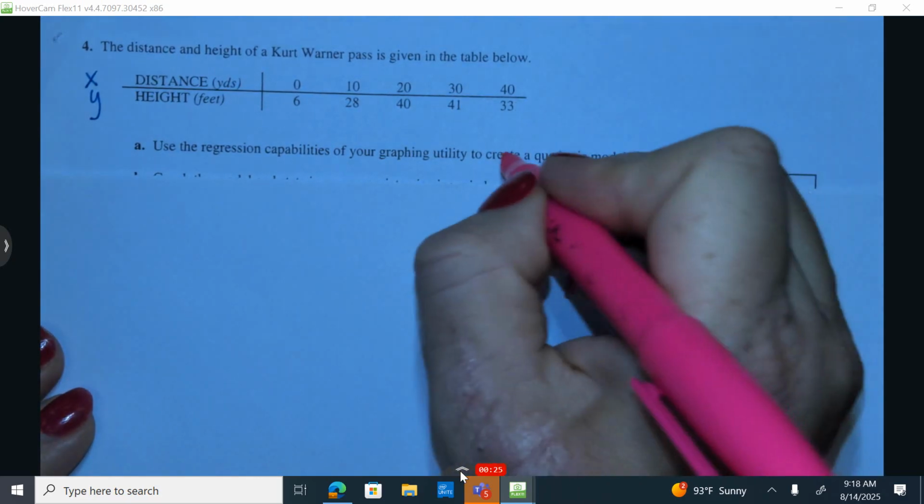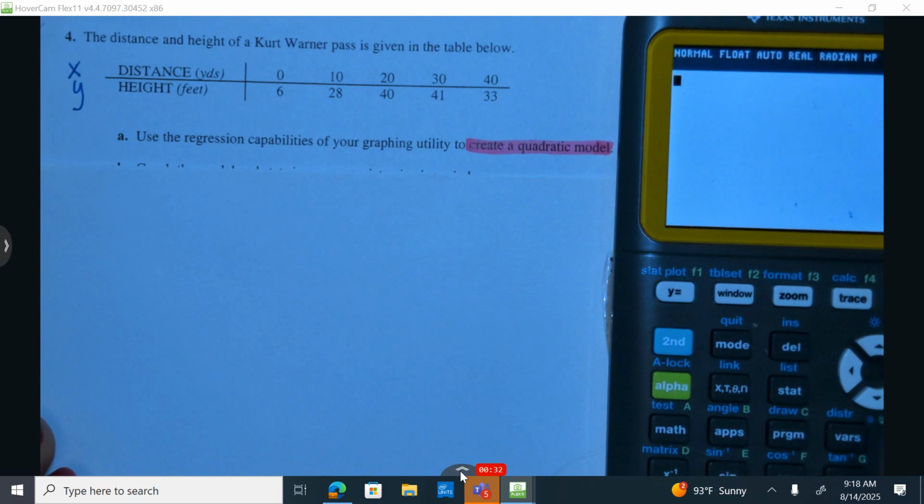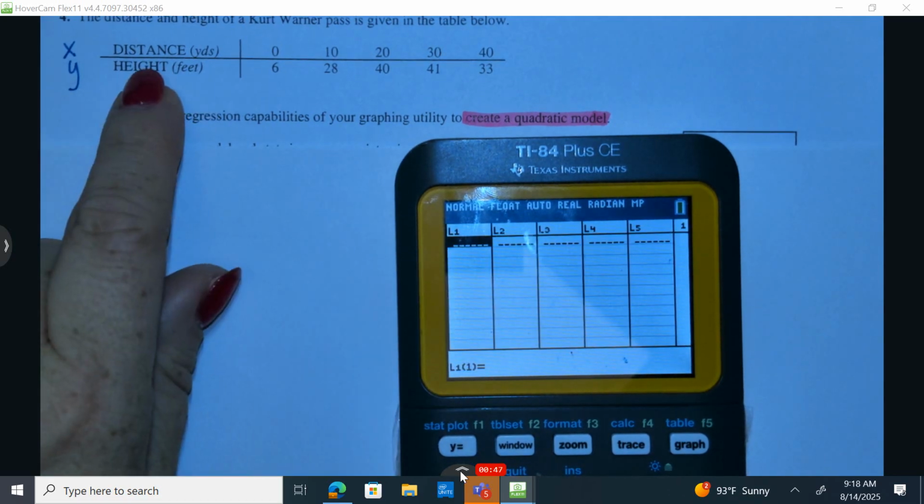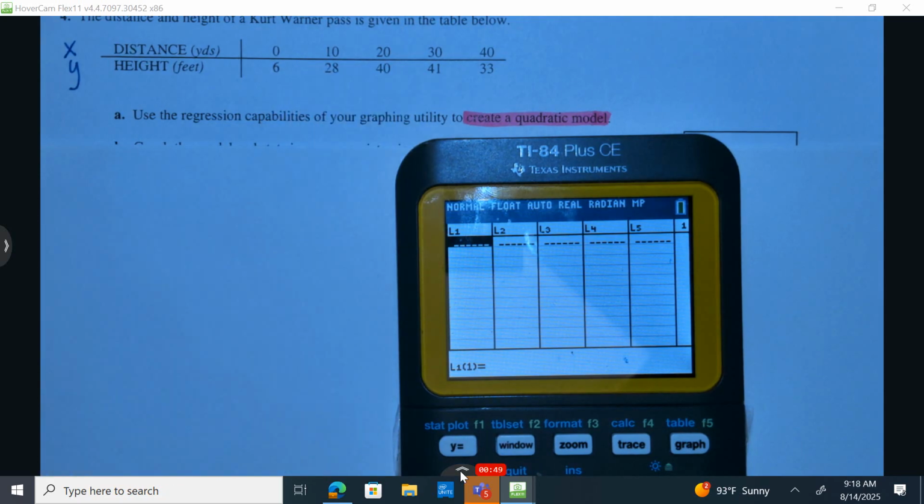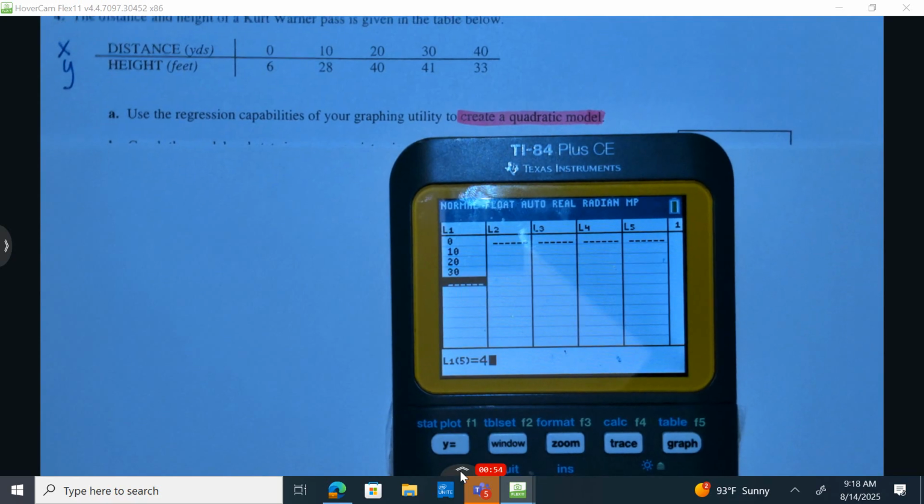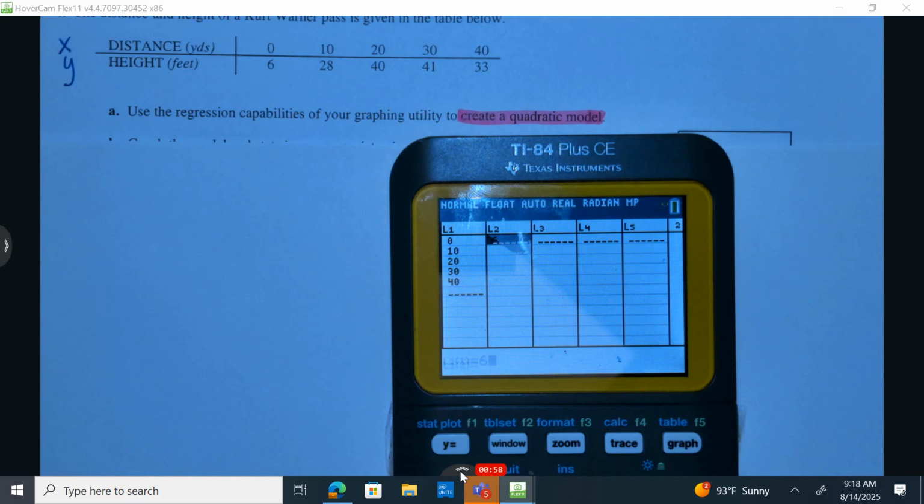So we need to create a quadratic model based on this information. So you're grabbing the calculator. If you don't have one, you're going to go over and get it. And we're going to start by clearing our calculator after every single problem. Now, once I've cleared it, I'm going to follow the steps that are on the board behind me in blue. I'm going to go up to Stats, and I'm going to edit. Distance, 0, 10, 20, 30, and 40 will go into the L1 column. In L2 will be the corresponding values for height.